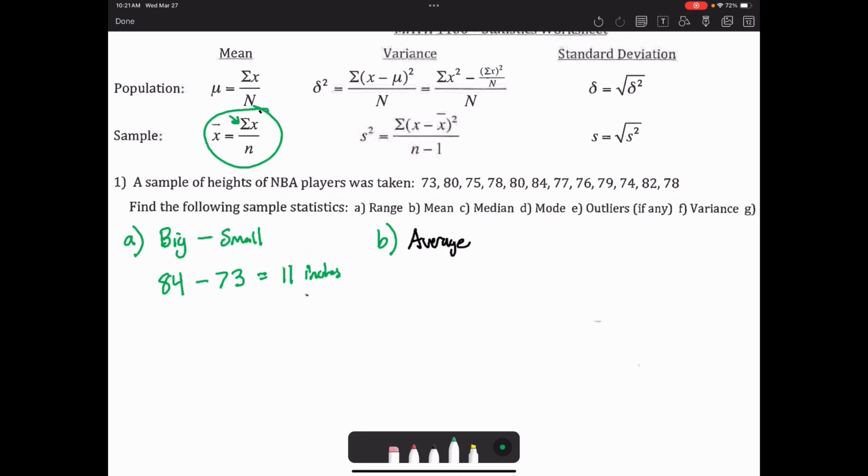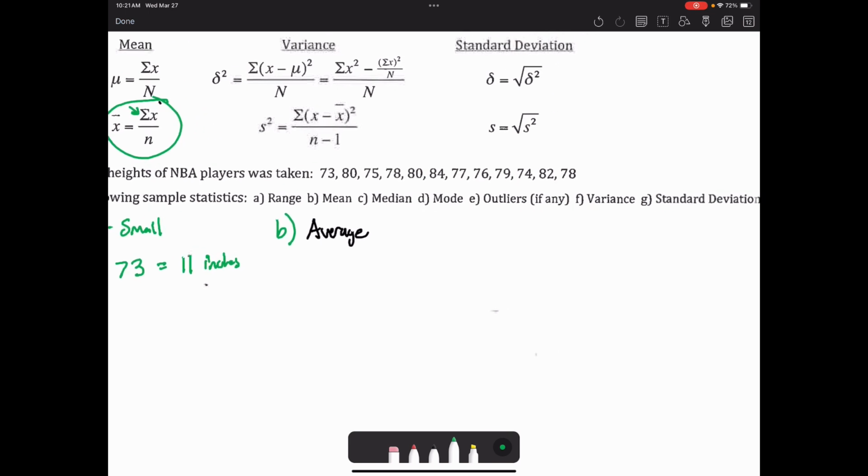So I'm going to add up all of my height values. I add all these up, and I get 936. That's what I get when I add all these together. And then I'm going to divide by how many NBA players I actually sampled, which ends up being 12. There's 12 of these numbers. 936 divided by 12 is 78. So my average value, we can notate that with X bar, is 78 inches. That's my average height. What is that? 6'6"?